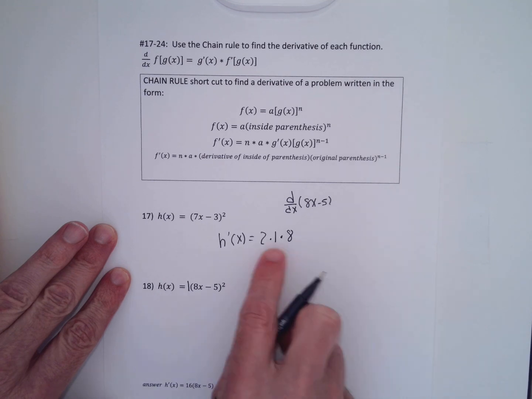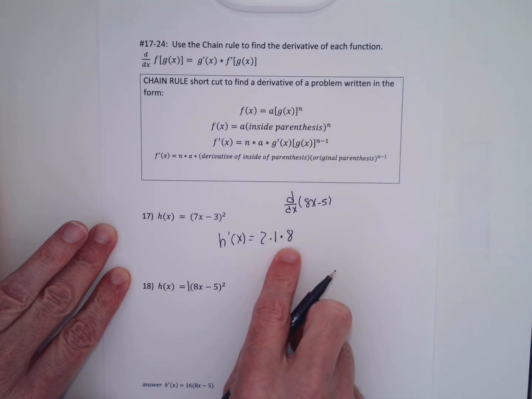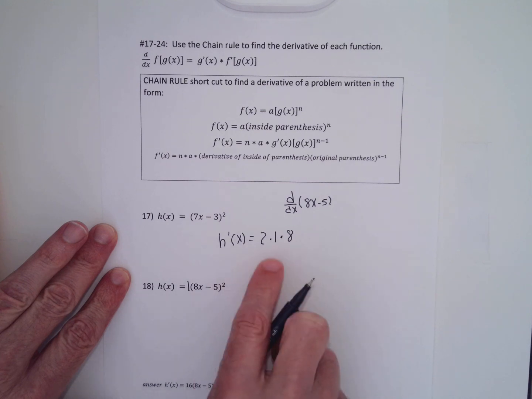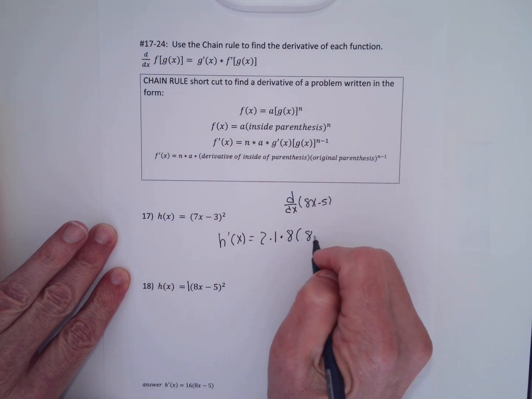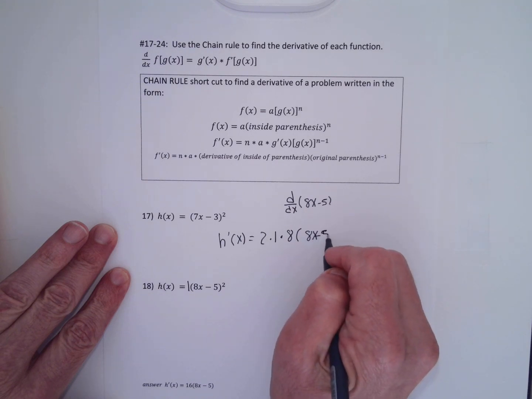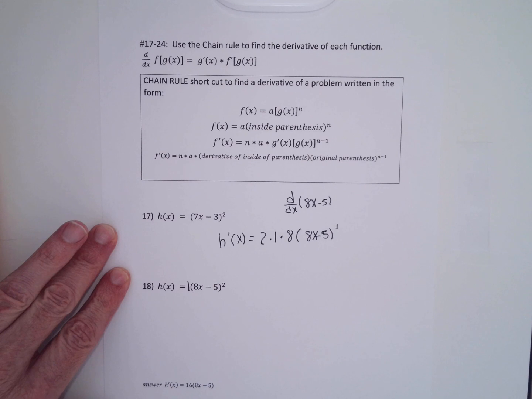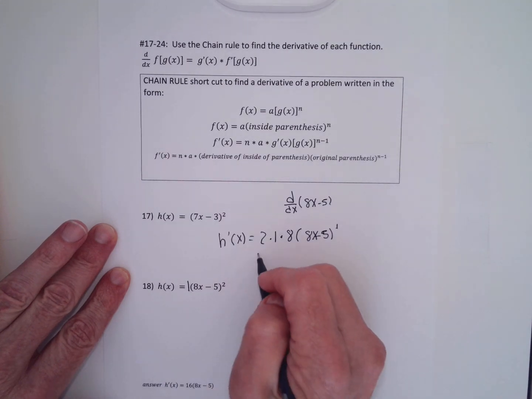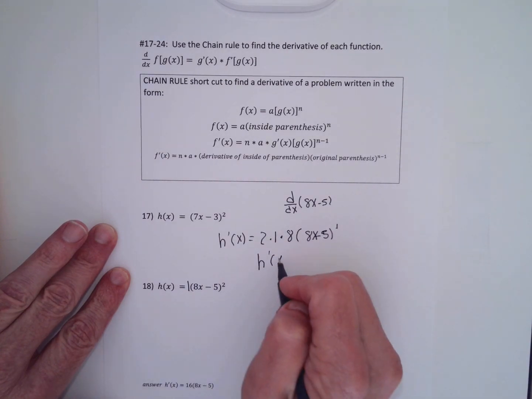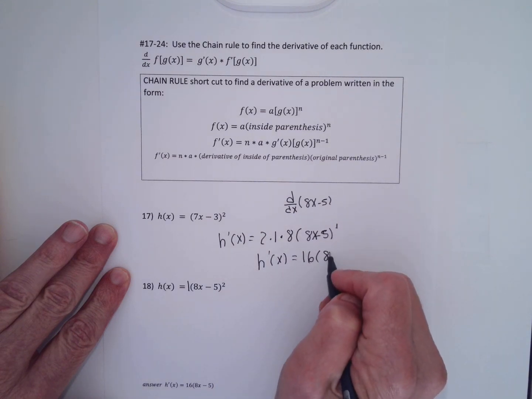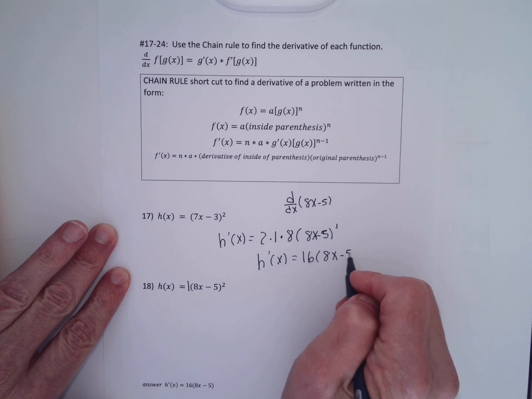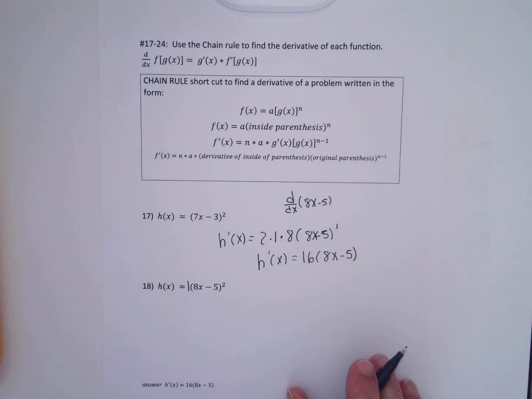When the derivative is a monomial or a single term, I don't need parentheses to put the derivative in. So: exponent, coefficient, derivative of the inside of the parentheses, times the original parentheses with the exponent lowered by 1. It's going to be 8x minus 5 to the first. Let me just multiply the 2 times 1 times 8 and get 16. Lower the exponent by 1 and get 8x minus 5 to the first. I don't need to write that exponent of 1. That's a perfect derivative for problem 18.